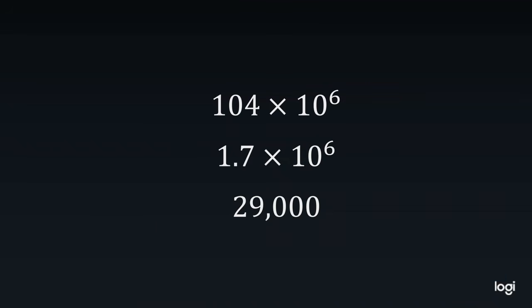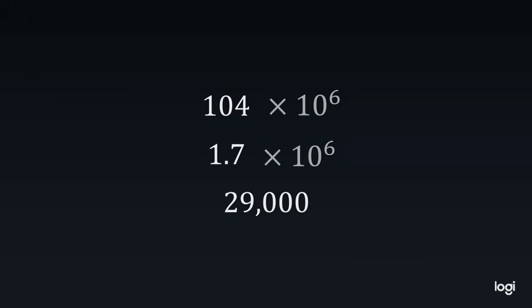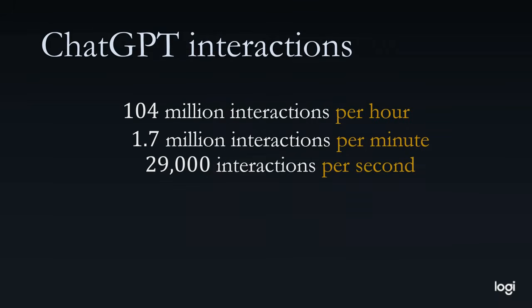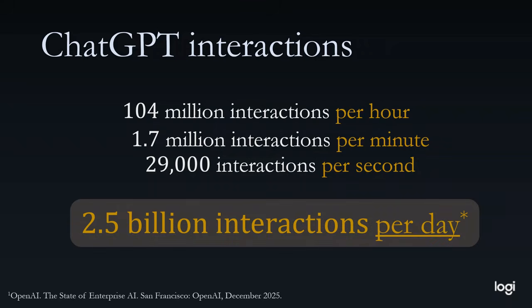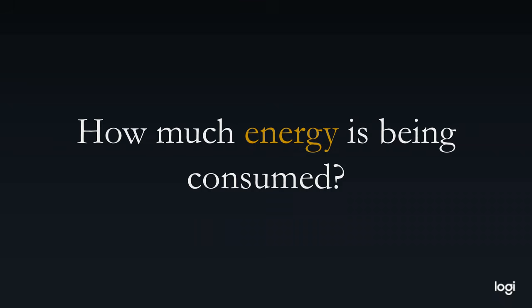So let's look at three numbers: 104 million, 1.7 million, and 29,000. These are representative ChatGPT interactions per hour, per minute, and per second of the day, amounting to 2.5 billion interactions per day. And these are as per OpenAI numbers. So given this large number of interactions that are taking place every day, what is the amount of energy that is being consumed?